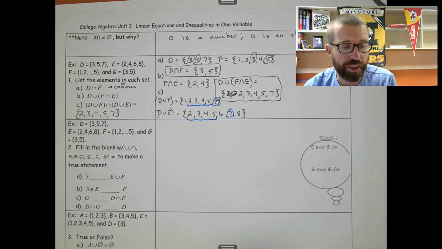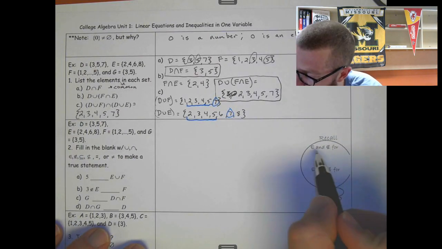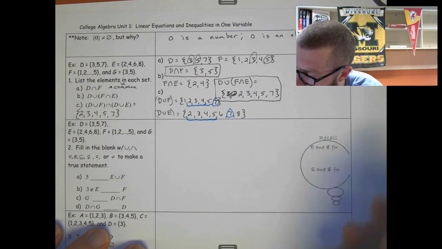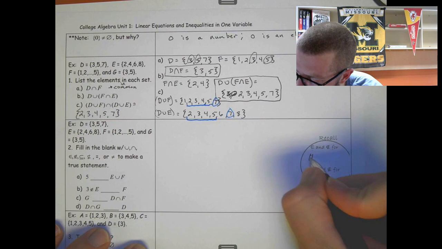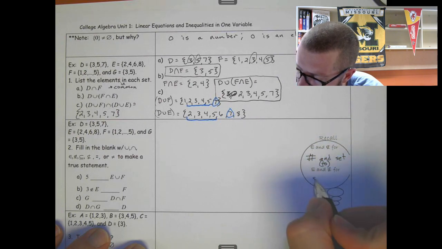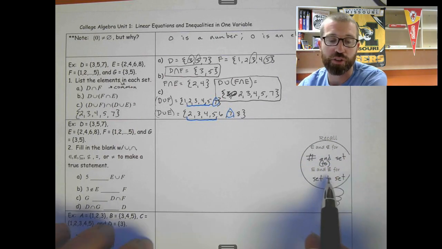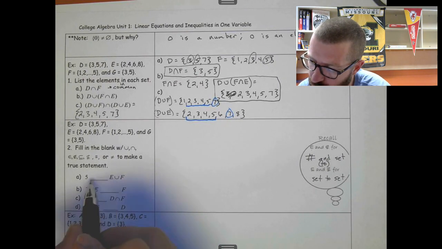Okay, now you want to fill in the blank, and there could be more than one answer. So this is kind of just a note over here. Remember, element and not an element of is for when you compare an element. Since they're all numbers, we'll say this: a number and set, or number to set. And this is a set to set. So subset, not subset. You have to be talking about two sets. Okay, so 5, what about 5 and E union F?